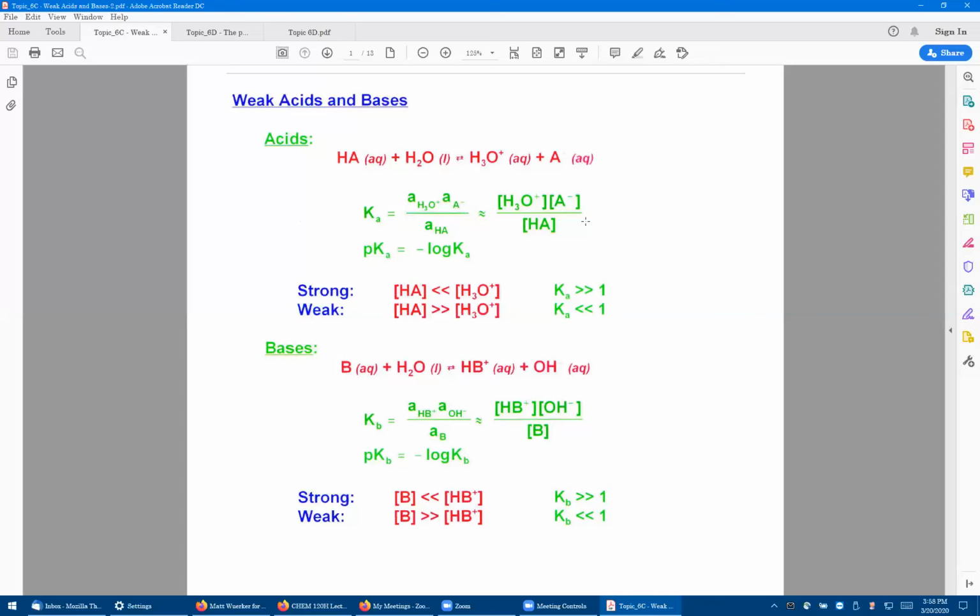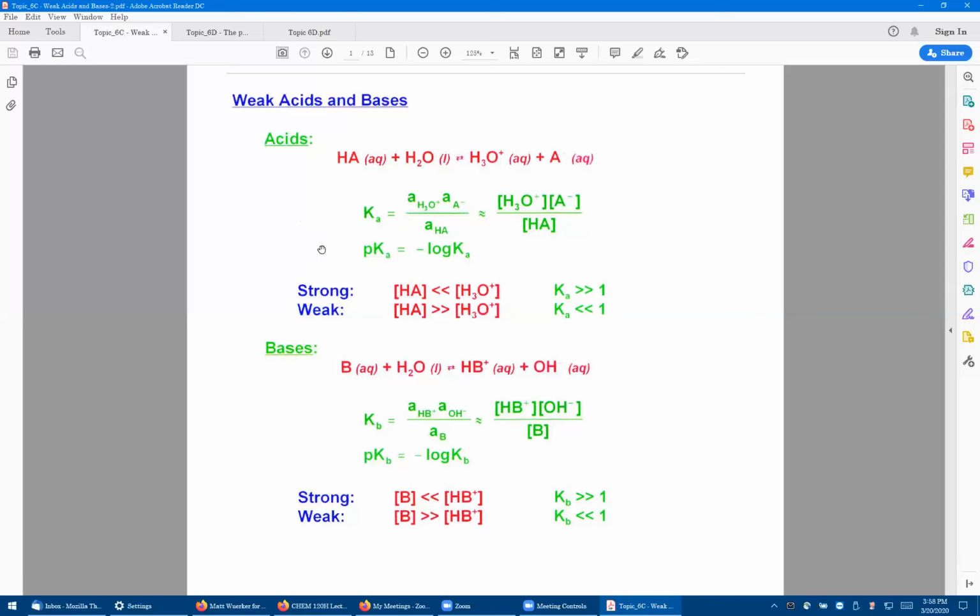So the equilibrium constant for that, as we talked about before, the Ka, technically involves activities, but we're going to assume that concentrations are all we have to worry about all the time. So the Ka is essentially equal to the hydronium ion concentration times the A minus concentration divided by the HA concentration. The water, of course, as a pure liquid, does not enter into the equilibrium constant, even though it's part of the reaction.